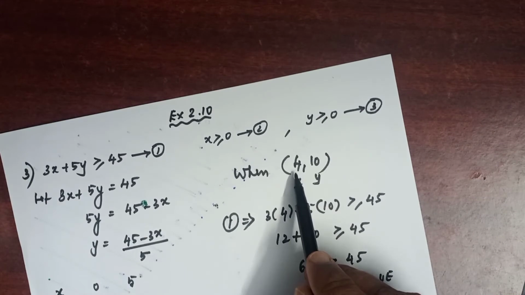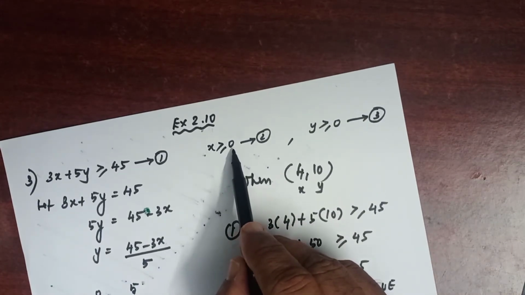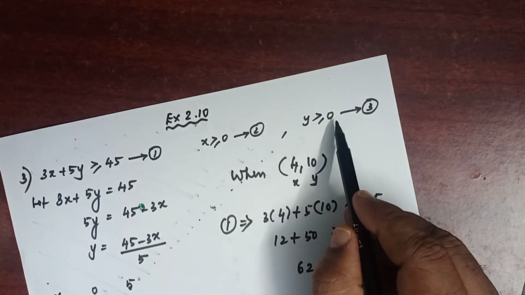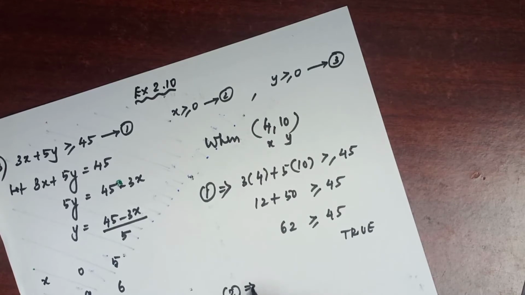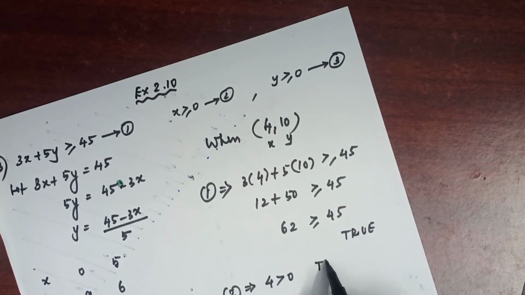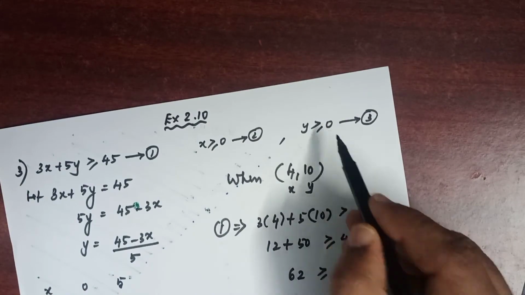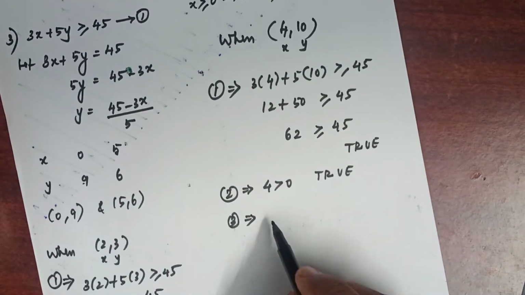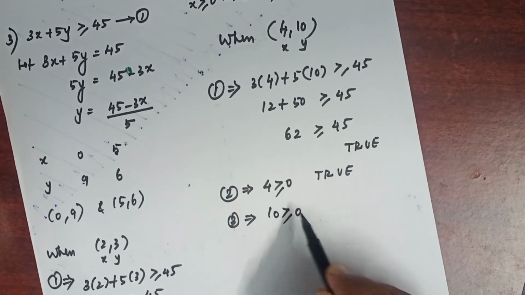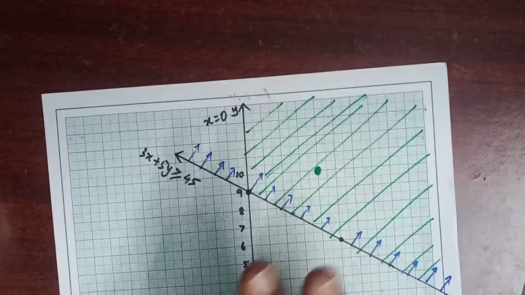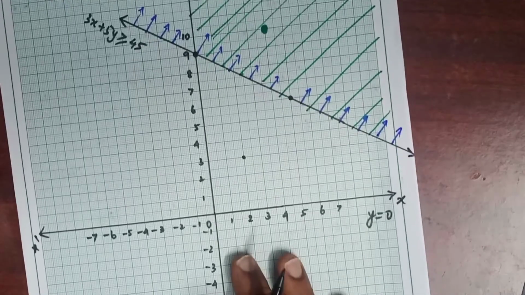What is x? x equals 4, which is greater than 0. That is also correct. Then substitute y equals 10, which is greater than 0. Equation 2 implies 4 greater than 0. True. Equation 3 implies y greater than or equal to 0. What is the value of y? 10, which is greater than or equal to 0. True. So all the three conditions are satisfied. Therefore, this is a common region satisfying all the three inequalities.